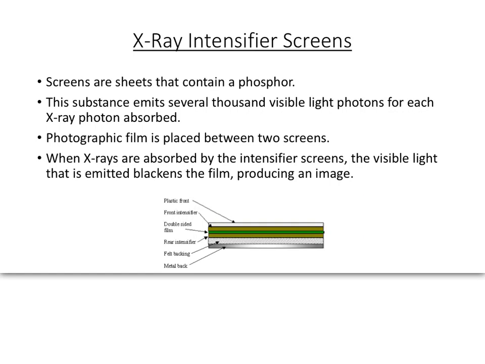The first type of X-ray intensifier is the intensifier screen. These screens are sheets that contain a phosphor, and a phosphor emits several thousand visible light photons for each X-ray photon absorbed. Pretty cool, yeah? So a photographic film is placed between two of these screens, so when X-rays are absorbed by the intensifier screens, the light that comes from the screens then blackens the film, producing an image.